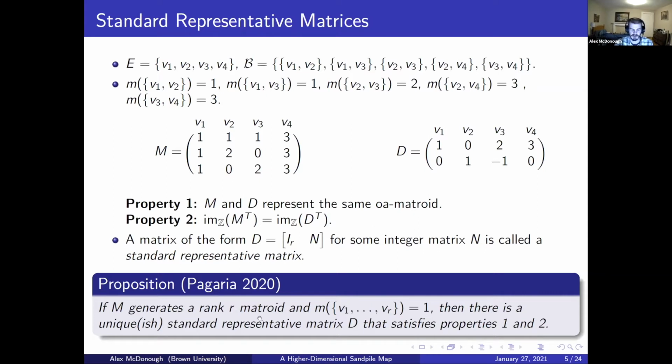And there's an algorithm for this too. I say unique-ish because you can switch rows and make them negative, and you could change the orientation by switching the sign of columns, but we don't really have to worry about that. The main point of this proposition is, as long as we have some basis of multiplicity 1, we can be working with standard representative matrices, and that's going to do a lot of what we want to do.